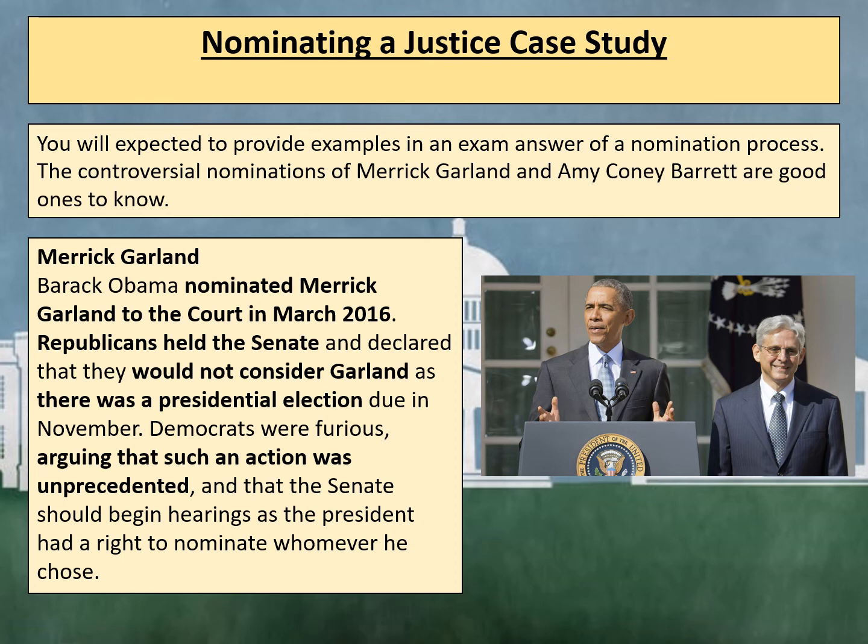Barack Obama nominated Merrick Garland to the court in March 2016. Republicans held the Senate, and they declared that they would not consider Garland as there was a presidential election due in November. Democrats were furious, arguing that such an action was unprecedented and that the Senate should begin hearings as the president had a right to nominate whoever he chose.